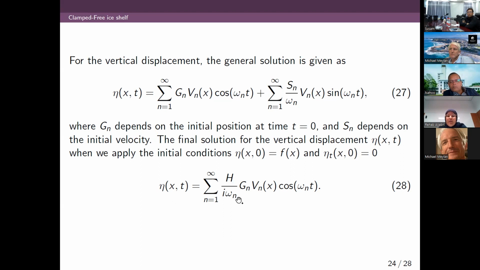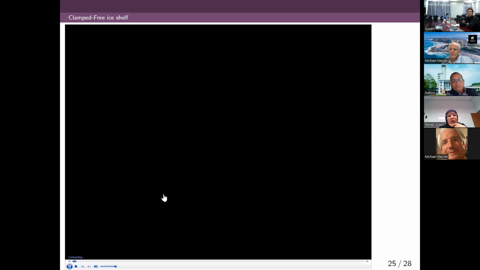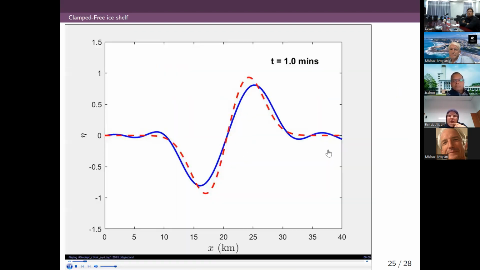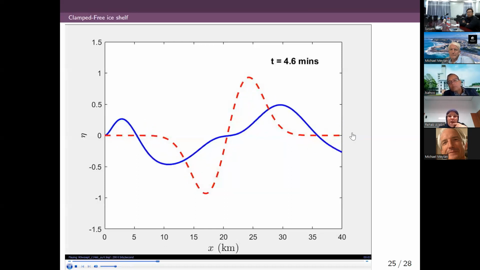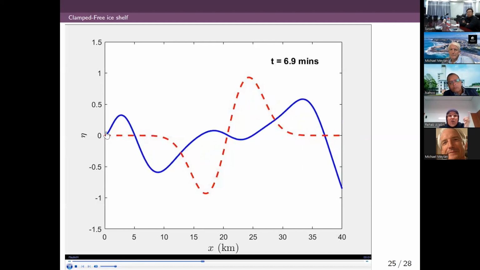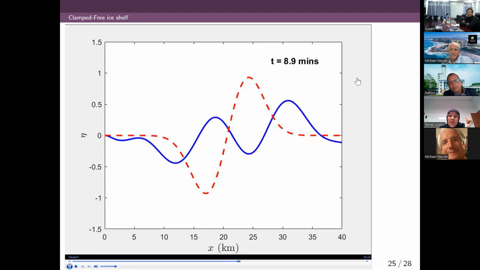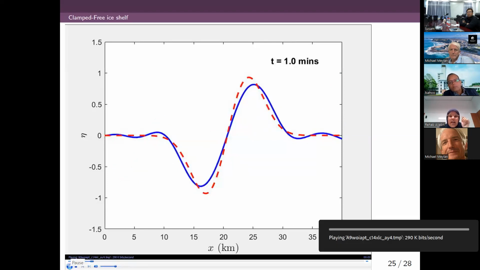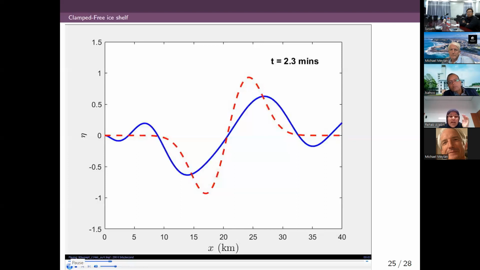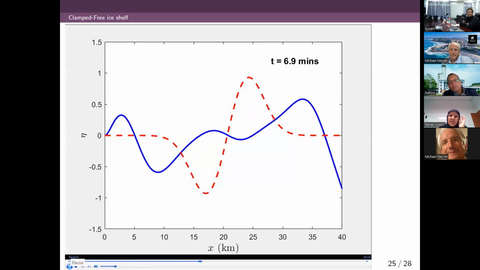And for finding the function f(x) that satisfies eta, we need a function whose area under the curve equals 0, as I mentioned before. So we simulated the solution. Here is our function f(x), and here is our solution. We notice the solution matches the boundary condition, which is clamped from here and free from the other side. And this is the solution in dimensional units.